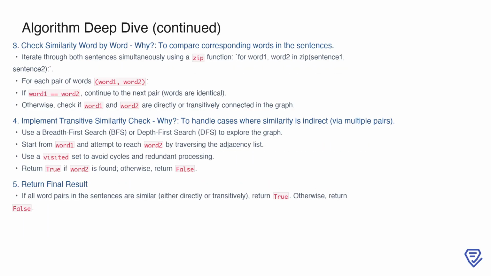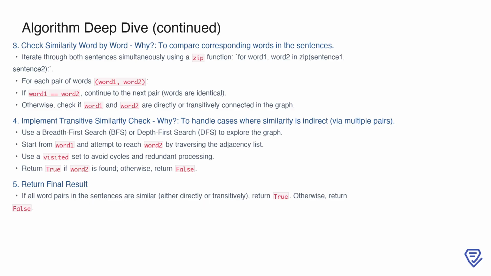Once we have the graph representation, the next step is to compare the sentences word by word. This ensures that each pair of corresponding words in the two sentences is either identical or similar based on the graph. Using Python's zip function, we can iterate through both sentences in parallel. For each pair of words, if the words are identical, we simply move to the next pair. However, if the words differ, we check their similarity by determining if they are connected in the graph, either directly or transitively. To handle transitive similarity, we use a graph traversal technique like breadth-first search or depth-first search.